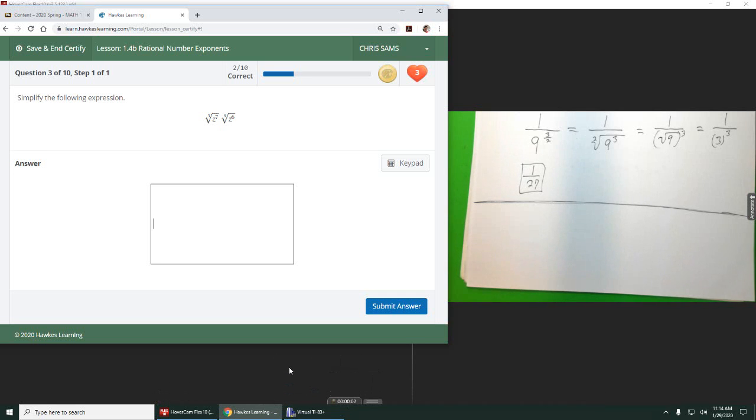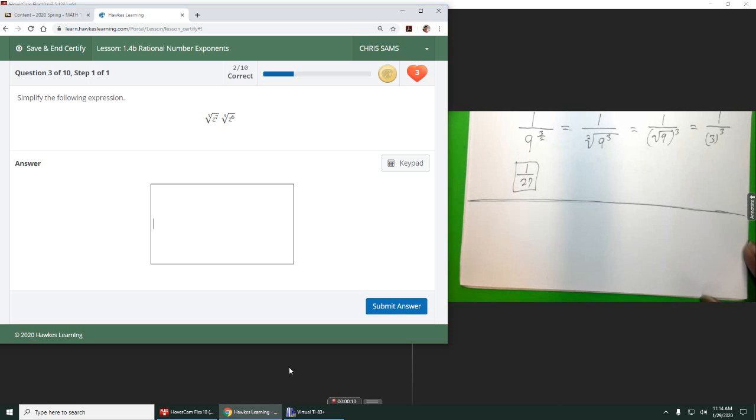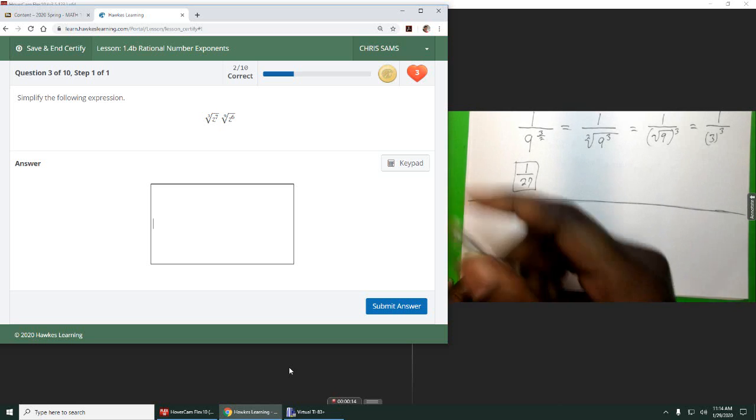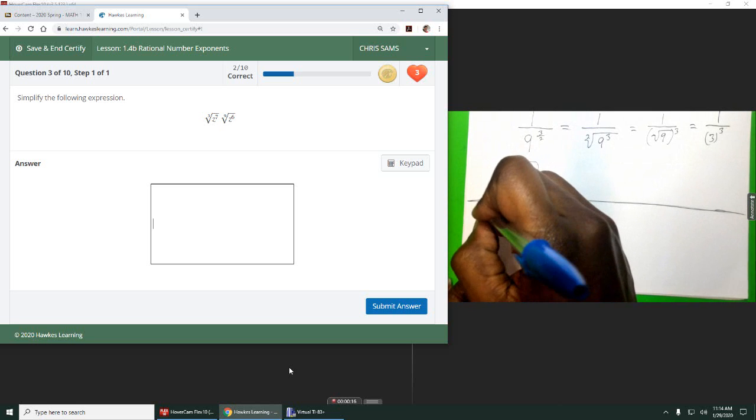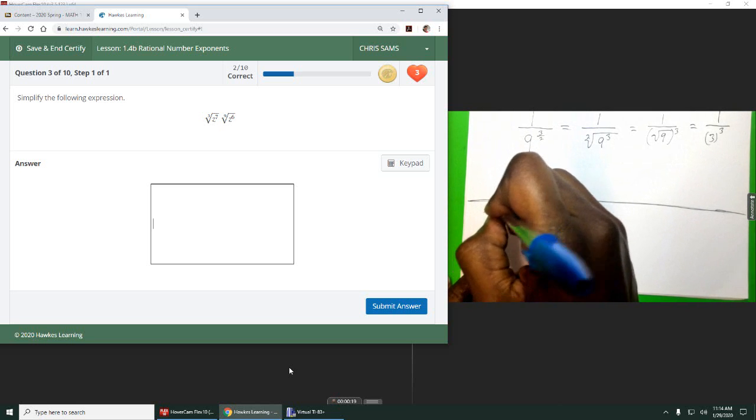All right, question number 3. We want to simplify this radical expression. And normally, or let me just say, when you're doing addition and subtraction, whatever is underneath the square root has to be the same. When you do multiplication and division, it does not have to be.